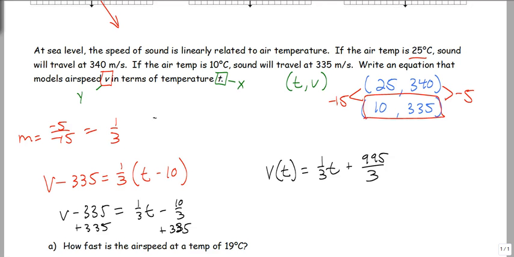when we're working with word problems. So you would say this slope here is the change in y over the change in x. So you would say that this is 1 meter per second for every 3 degrees Celsius it changes. Okay, so if it goes up 3 degrees Celsius, it'll go up 1 meter per second. That's what this is referring to, this slope.